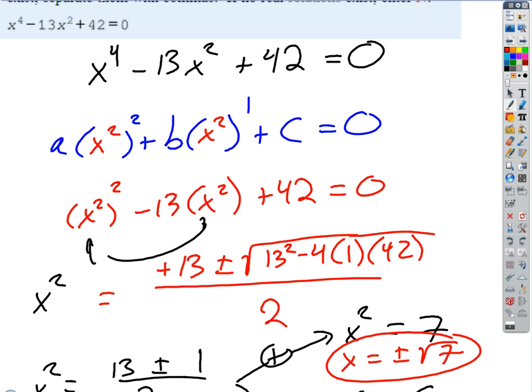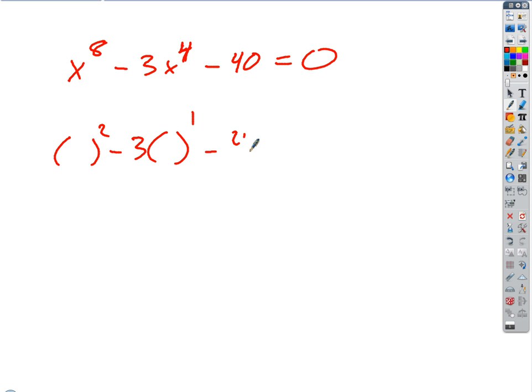I mean, later on you might see something different. What if you saw one like this? Just hypothetically, I'm not going to give you one like this, but what would you do if you had something like x to the 8th minus 3x to the 4th minus 40 equals 0? Is that quadratic? Well, it could be. How could I write this as something squared minus 3 something to the 1 minus 40 equals 0? What would the somethings be this time?